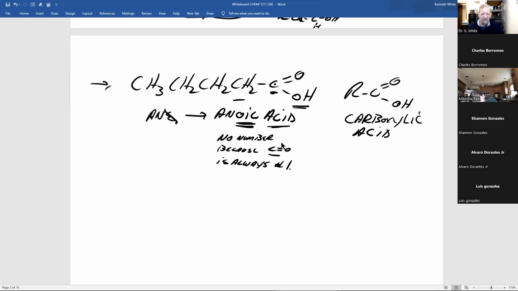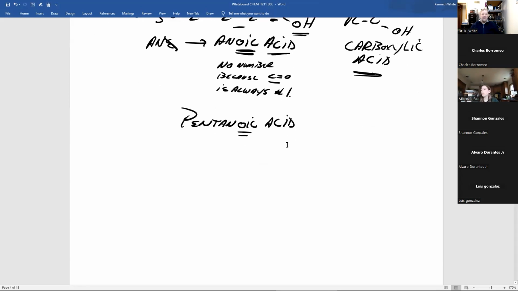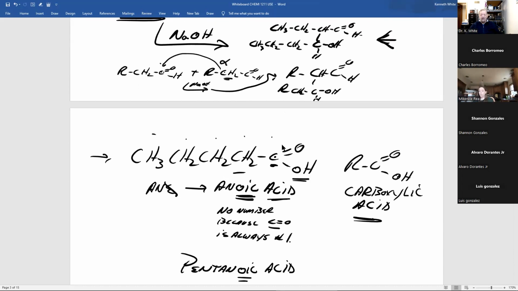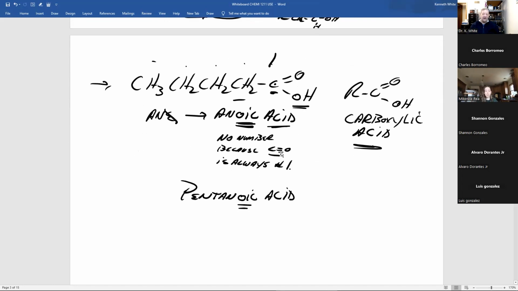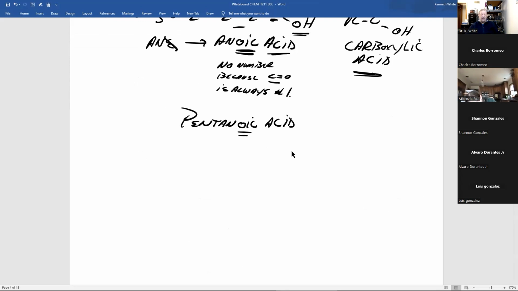So let's do this example. What's the longest chain? 1, 2, 3, 4, 5. That's pentane. Drop the E because it's a carboxylic acid, add the letters OIC and the word acid, and that's pentanoic acid. Remember, this is carbon number 1, but you don't have to put that there because everybody knows that, just like aldehydes, the carbonyl carbon is number 1. And you name all alkyl groups the same way you've been naming alkyl groups.